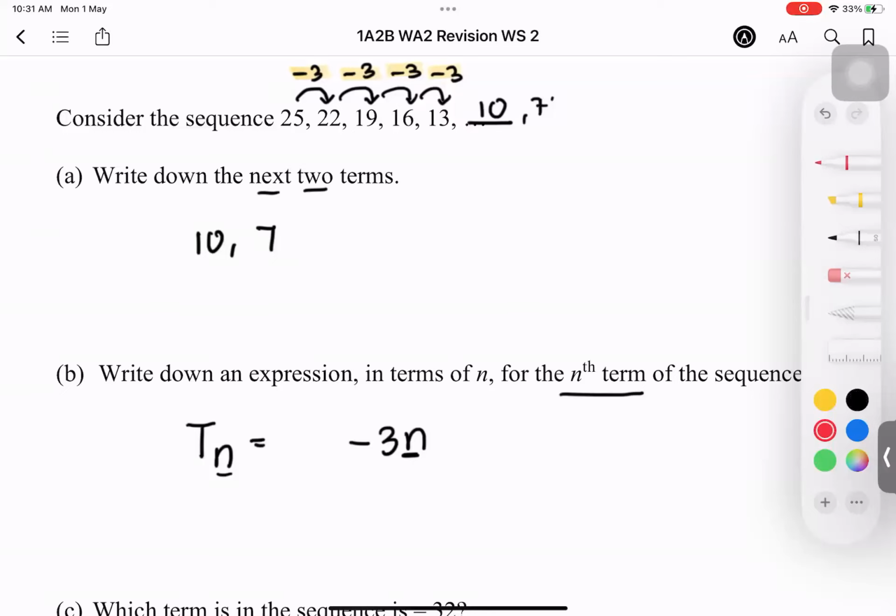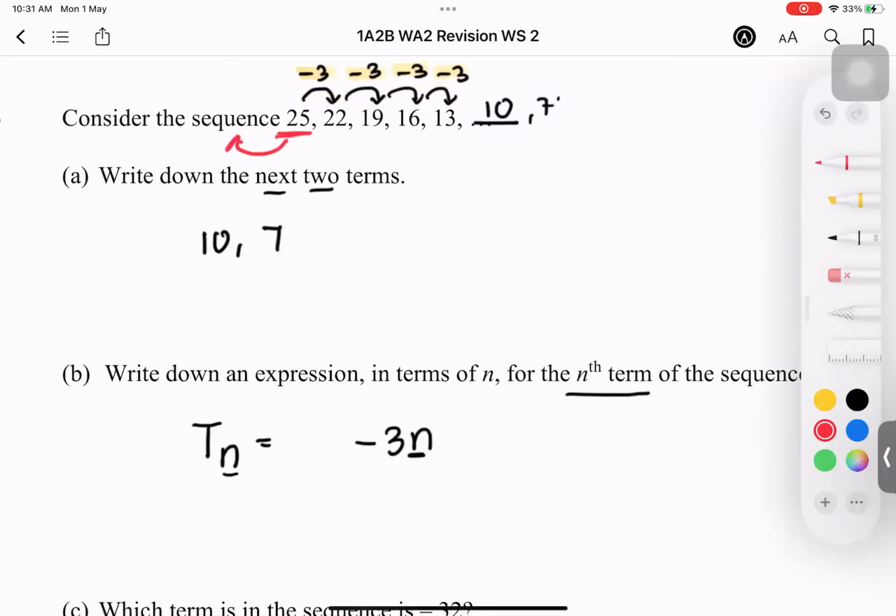But then I must check. If I just put n equals to 1, it doesn't give me the first term, 25, right? I need to think, what number with -3 can give me 25? 28. So in this case, I undo the sequence. I do a +3 to give me the number 28. So 28 minus 3n will be the formula for the number pattern.